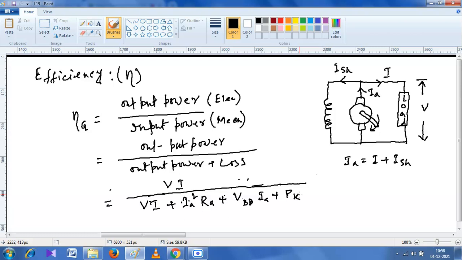The rest of the three are not dependent on armature current. These three depend on the voltage, how much voltage is generated. So we can write these three are constant losses. These three losses, which are basically constant losses, are denoted by Pk. P means power, K means constant.